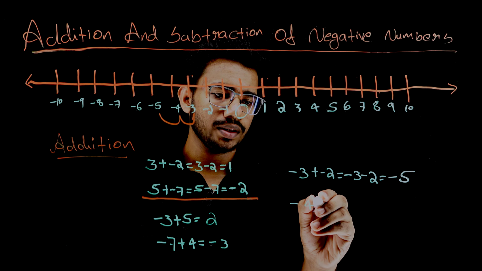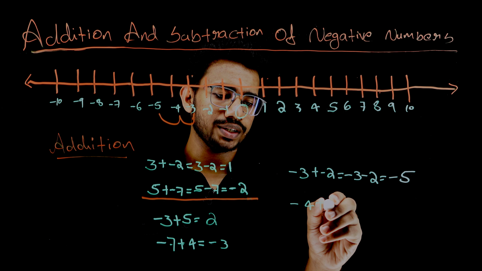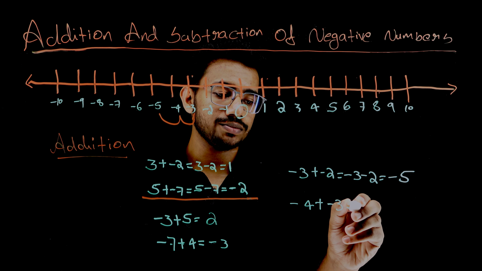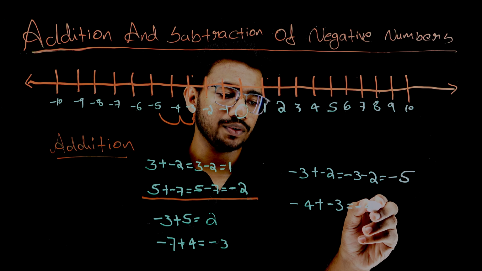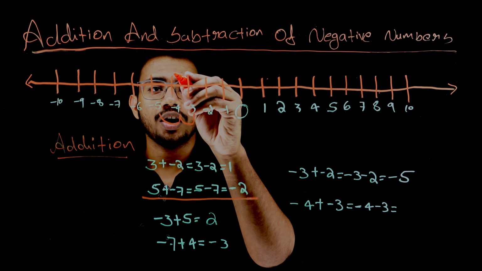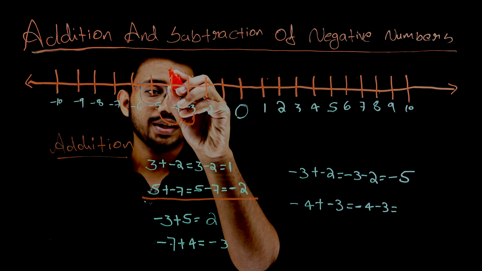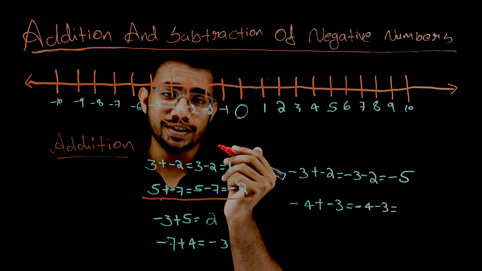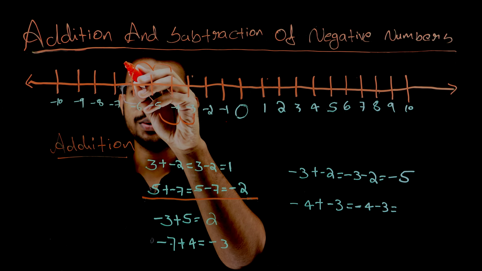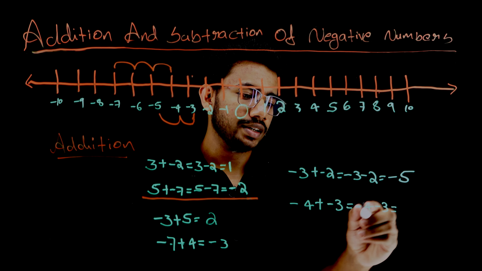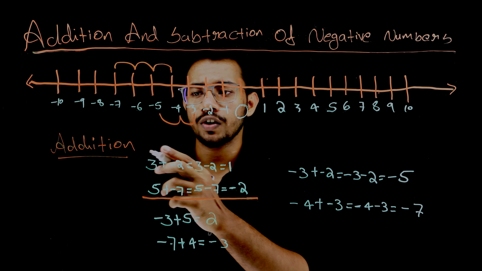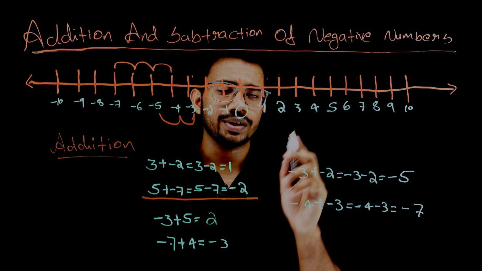One more question. -4 plus -3. That is equal to, positive and negative becomes negative. -4 minus 3 equal to, so here also I'm standing on -4 and I'm moving towards the left side since it is subtraction. How many units? 3 units. 1, 2, 3. And I will be getting -7 as the answer. So that's all about the questions involving addition of some positive and negative numbers.